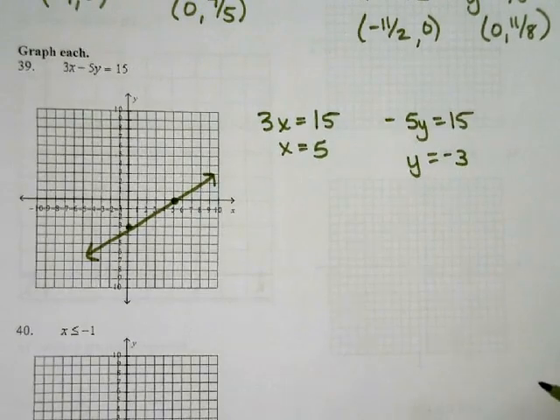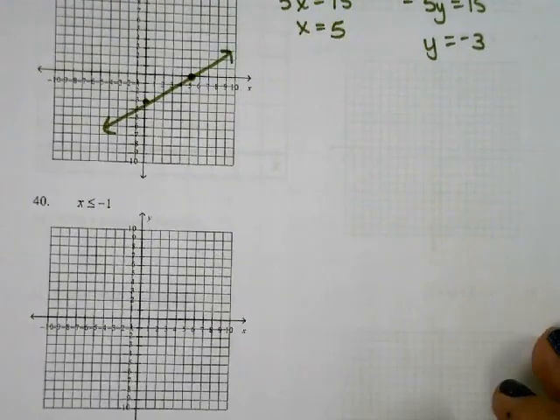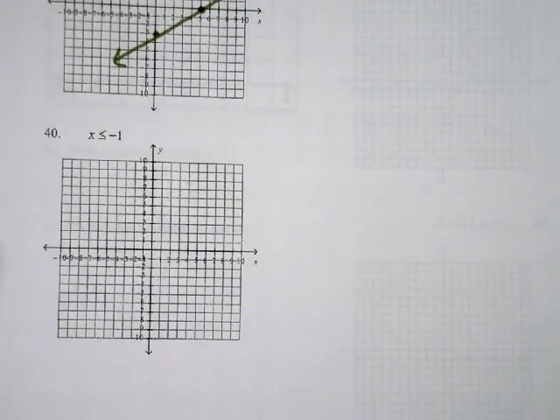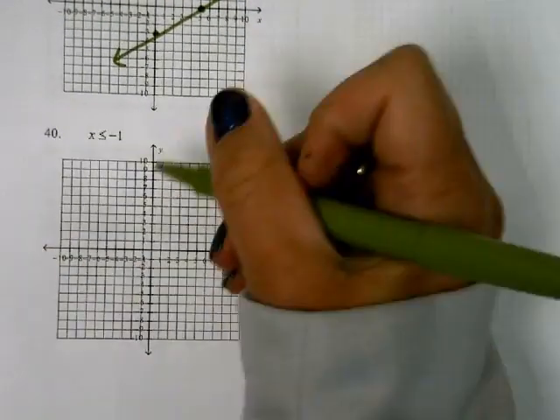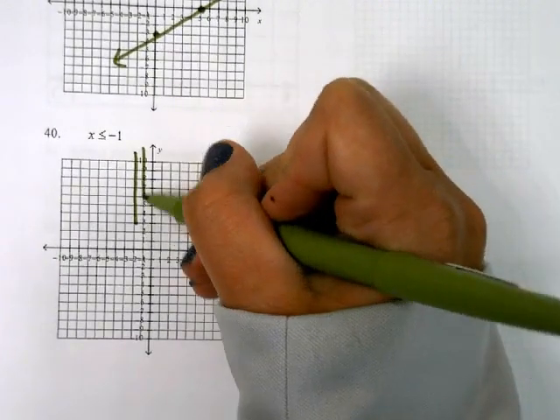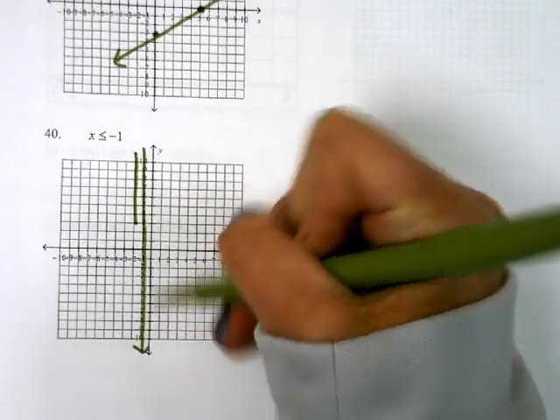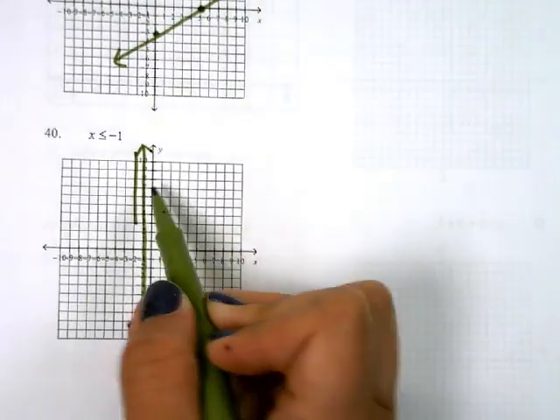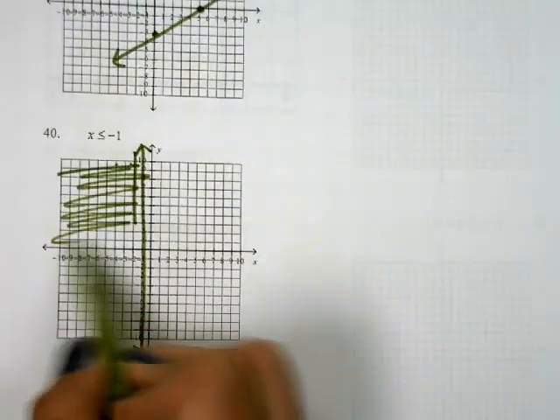40, x is less than or equal to negative 1. I've got an x equals, so he's a vertical line. Oop, that's the wrong spot. At negative 1, those numbers threw me off. I want smaller than or equal to it, so it's a solid line, and I want things that are smaller than that, so shade to the left.